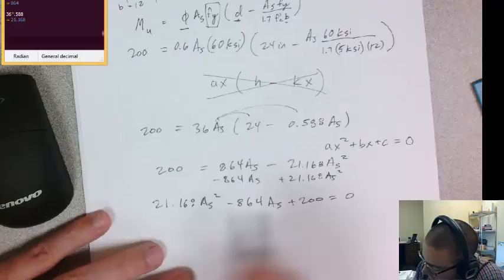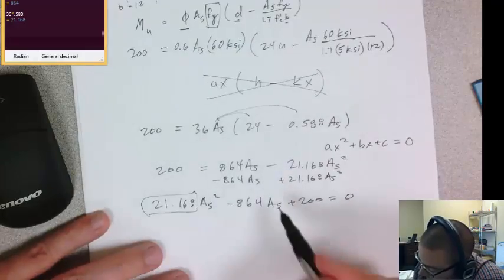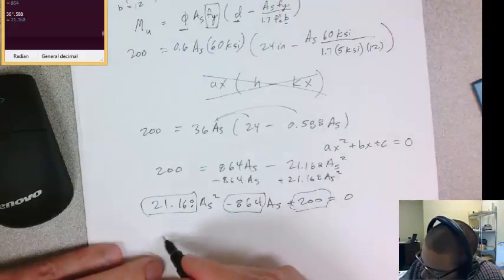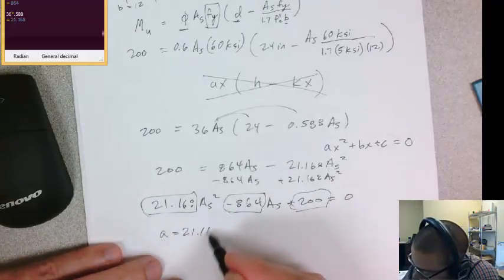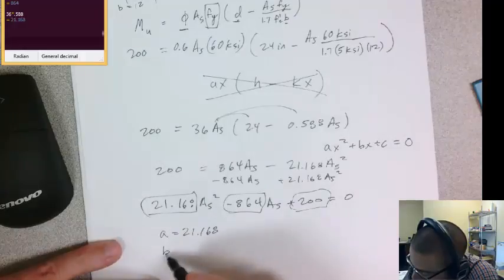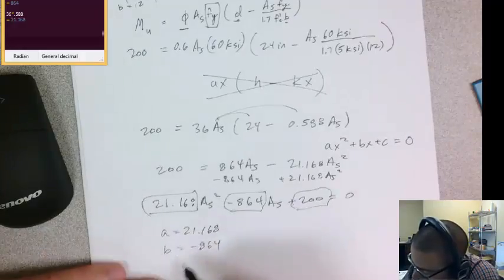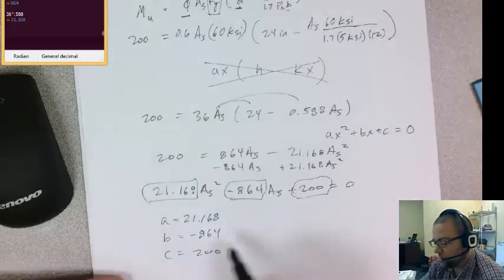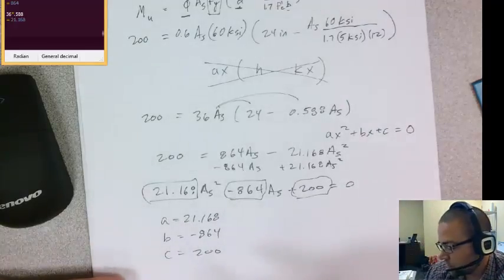So now I have this in my form. And here's my a value, my b value, and my c value. So a is 21.168, b is negative 864, and c is 200. So what I'm going to do is plug these values into the quadratic formula.